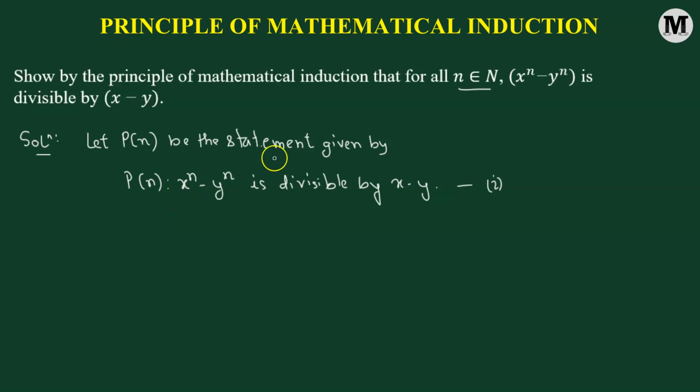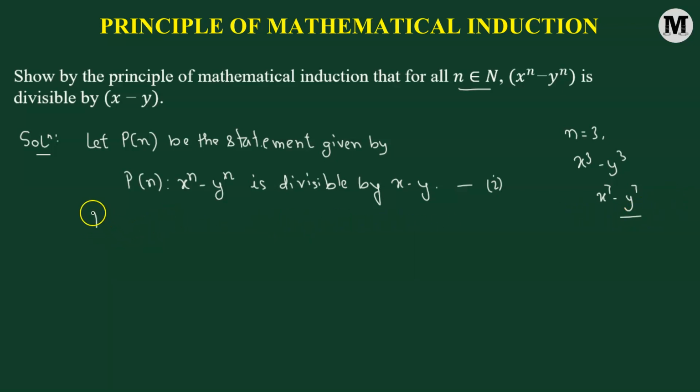Now our goal will be to prove that this particular statement is always true for any natural number that we choose. For instance, if we choose n to be equal to 3, we have to show that x cube minus y cube is divisible by x minus y. If we choose n to be equal to 7, then x raised to the power of 7 minus y raised to the power of 7 is also divisible by x minus y. Okay, so how do we prove that this is a true statement?